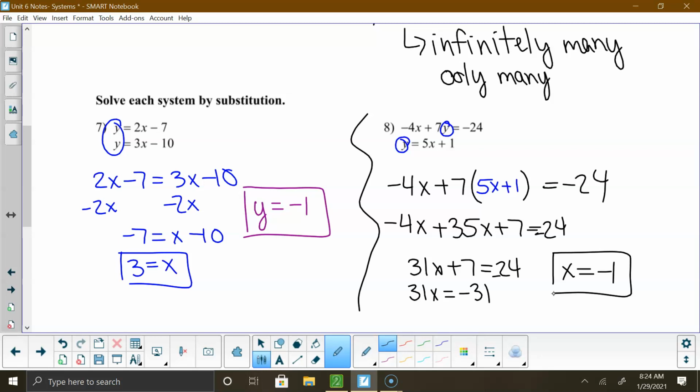And then for number 8, which equation would you want to plug x back into? First one or second one? Second one. Be lazy. Plug it in right here. So negative 5 plus 1 makes it negative 5. That's it. We just did both of them.